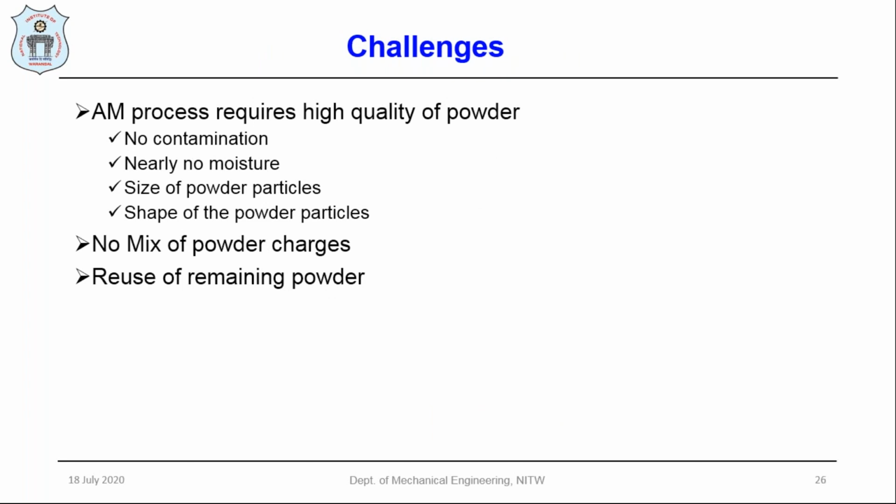There are some challenges in metallic additive manufacturing processes. The additive manufacturing process requires a high quality of powder. Whatever powder we use should be of very high quality, with no contamination and no moisture, and with controlled size and shape of the powder particles. This is very important and very challenging to produce. There should also be no mixing of powder charges, and reuse of remaining powder is also a challenging issue, how to reuse it.